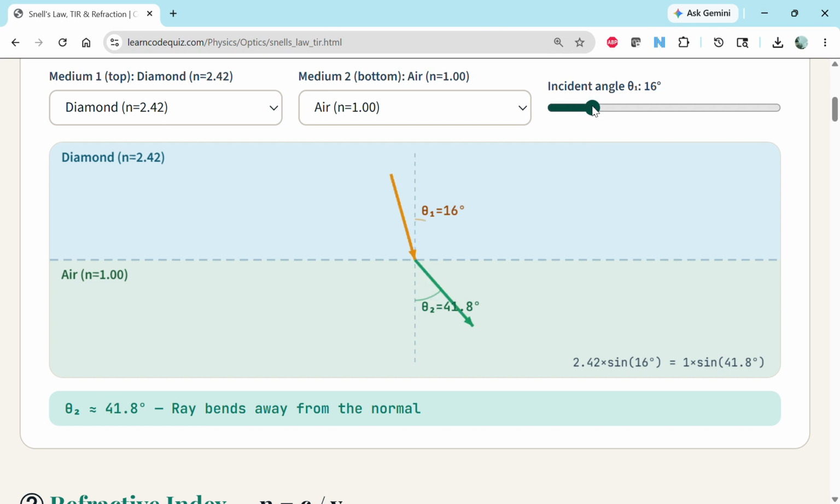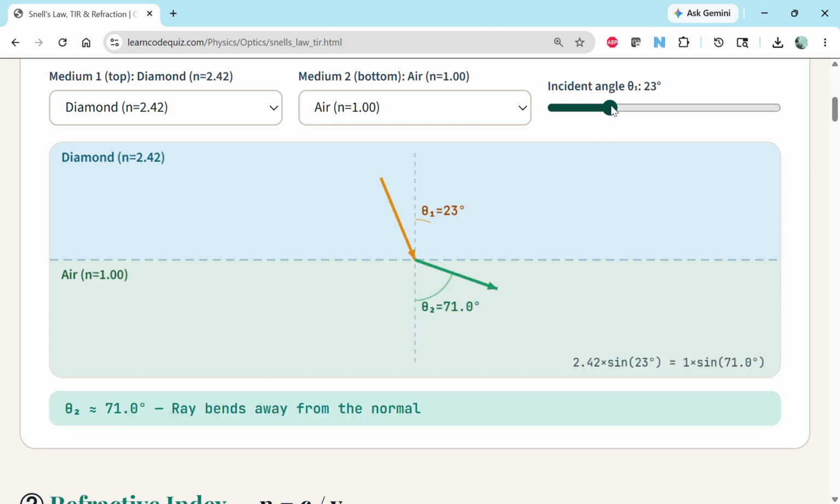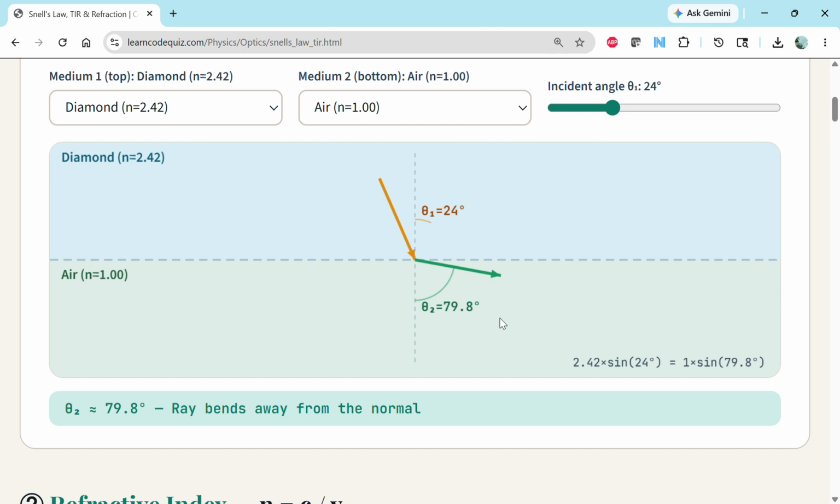But see here that above a certain angle, and I'm increasing the angle of incidence, right? 19 degrees, 23 degrees, and you see around 23, and you can make it a little bit more, maybe 24. It's almost coming closer to 90 degrees.